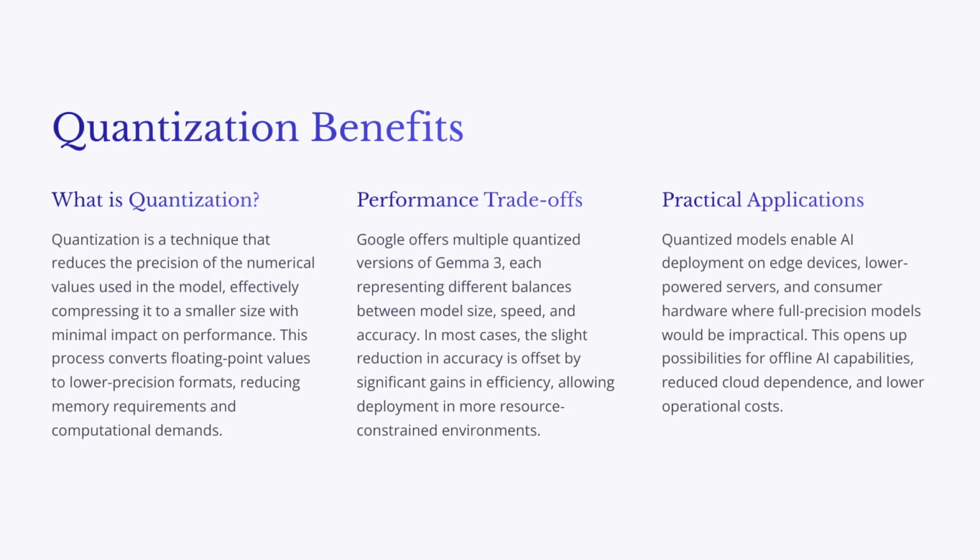And get this, they even made these things called quantized versions of Gemma 3. They're basically like compressed files. It's like if you take a big picture and then you shrink it down so it doesn't take up as much space on your computer, but you can still see all the details. So you can run Gemma 3 on a lot more devices, even ones that don't have a ton of processing power.